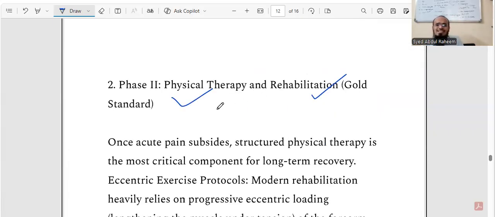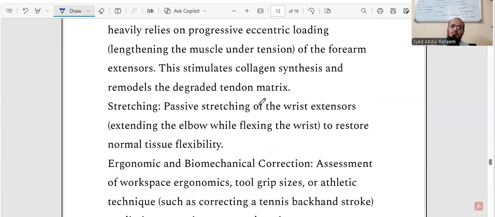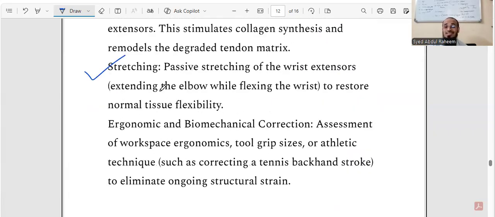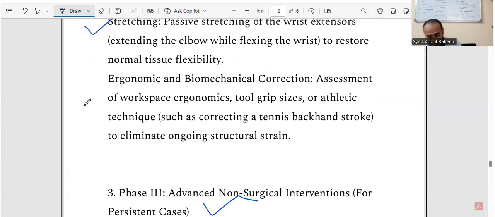Next, physical therapy and rehabilitation. In physical therapy you have stretching exercises, and you are avoiding tennis playing and the large movements that are the reason this problem came. So we will avoid that completely. Stretching exercises and some small exercises which strengthen that area are advisable.